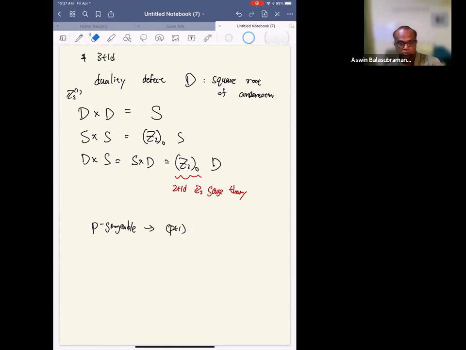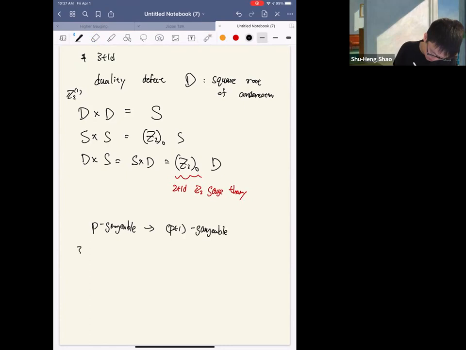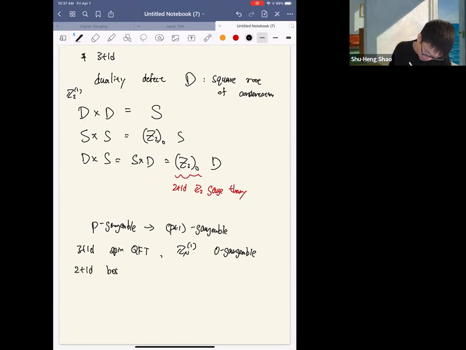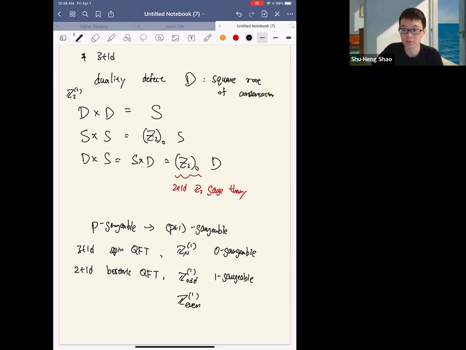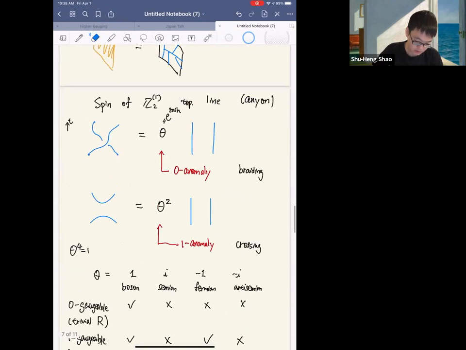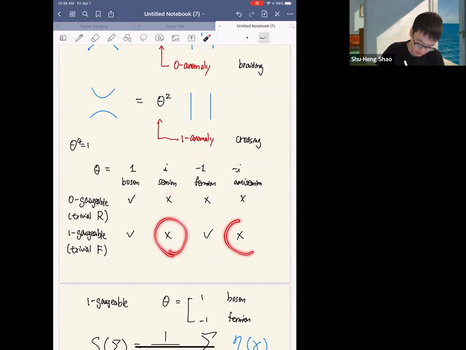That's right. So in 3+1D, let's consider the spin QFT just for simplicity. Then all the Zn one-form symmetries are zero-gaugeable, and therefore p-gaugeable for all positive p. If you're in 2+1D in a bosonic QFT, then it depends. All the Z odd one-form symmetries are one-gaugeable, but not zero-gaugeable. And if you consider the even one-form symmetries, roughly speaking, half of them are one-gaugeable and the other half are not. And that's especially more general, the special cases here. You see that for Z2 one-form symmetry, half of them are not one-gaugeable, the other half are one-gaugeable.